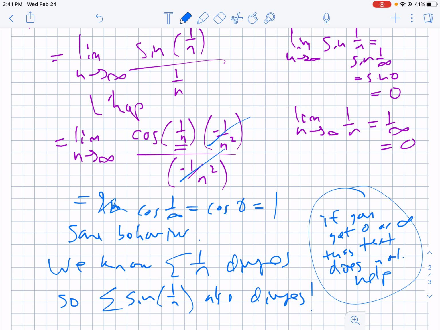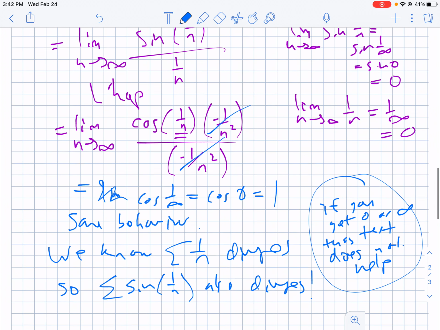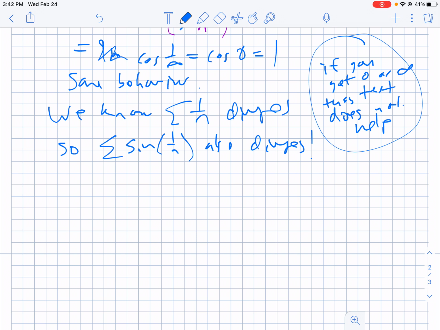One of the questions I often get asked is, how do you know what to compare to when you're using this test? And generally, they're going to tell you when to use this test. Either they'll give you something to compare it to, like they'll give you something like this, or it's going to be a really easy p-series, and we're going to talk about that in the next video.